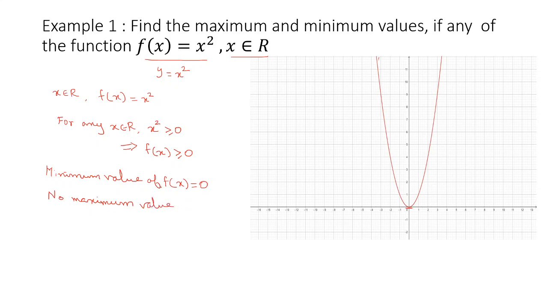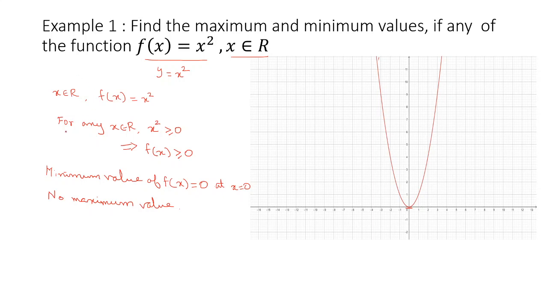There is no maximum value, and the minimum value is f of x equals 0, and this minimum value is attained at x equals 0. So the minimum value of the function is 0, and x equals 0 is the point of minimum value, and it has no maximum value.